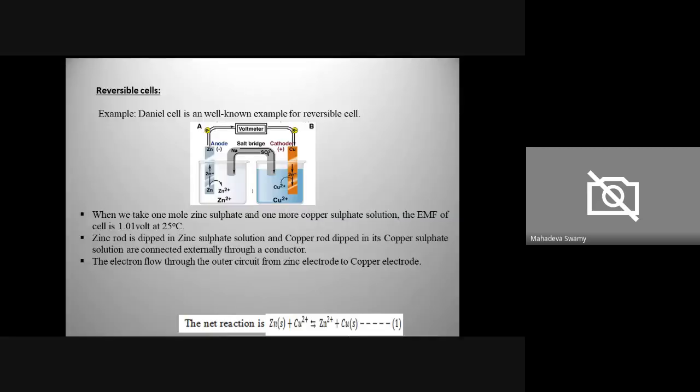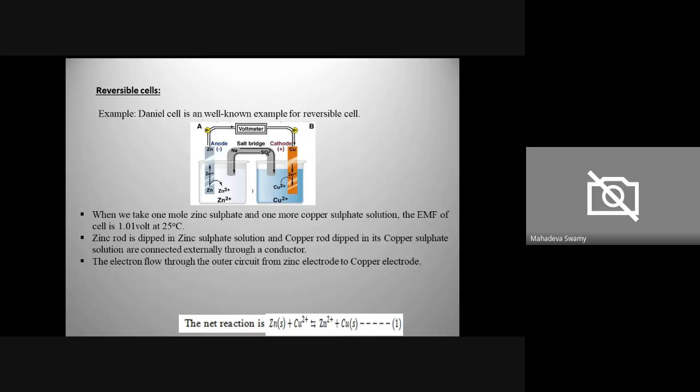Then what happened? Electrons move from the zinc side to the copper side through the voltmeter. Then the ions move through the salt bridge, which connects the cell internally. So the cell reaction is reversible. How is it reversible? One is the electron movement in the outer circuit, and the ion movement through the salt bridge in the inner circuit. When we take 1 mole of zinc sulfate and 1 mole of copper sulfate solution, the EMF of the cell is 1.01 volt at 25 degrees centigrade.